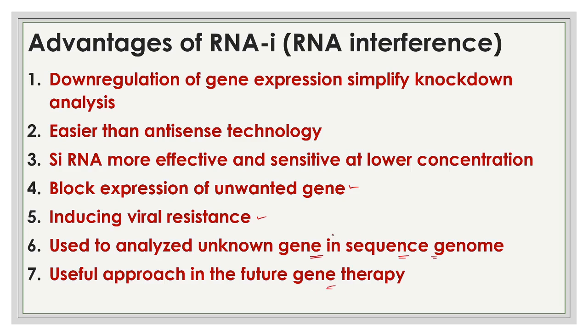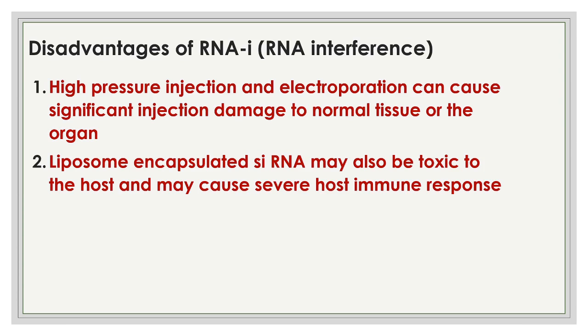As we have seen the advantages of RNA interference technology, likewise there are some disadvantages, like high pressure injection and electroporation can cause significant injection damage to the normal tissue and organ. If you use electroporation technology or high pressure injection, it may damage the tissue or organ. Then the liposome-encapsulated siRNA may also be toxic to the host and may cause severe host immune responses. So these are the disadvantages of RNA interference technology.